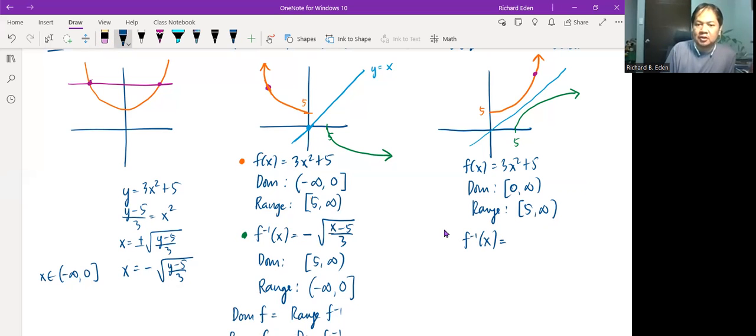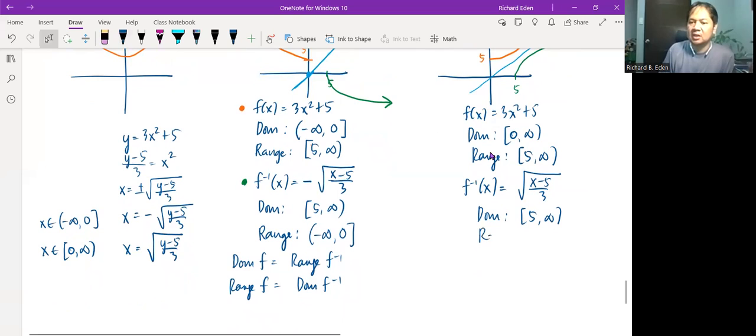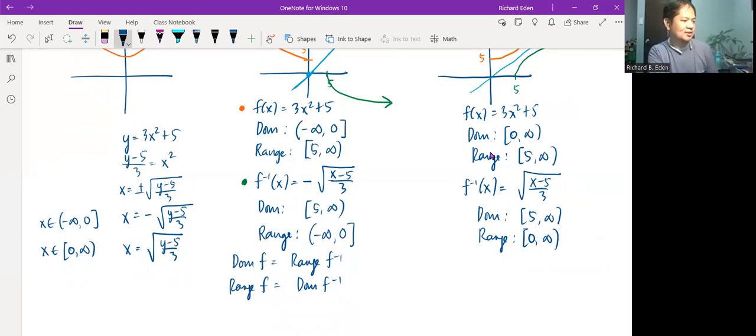Yes, the principal square root. So the inverse is the square root of x minus 5 all over 3. So this time positive, no? Because when you go to the computation we chose earlier, if x is from 0 to infinity, then x will be the square root of y minus 5 over 3. If you replace x and y, you have y equals the square root of x minus 5 over 3. The domain will be 5 to infinity, and the range is going to be 0 to infinity. So this shows that the domain and range switch positions.